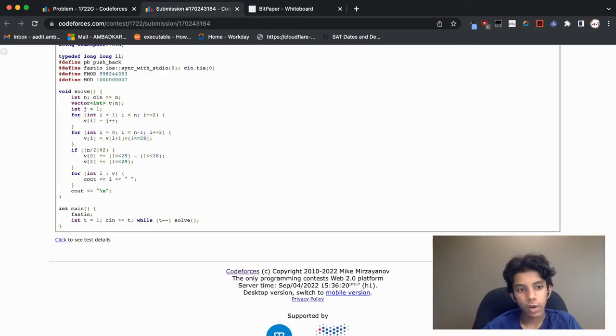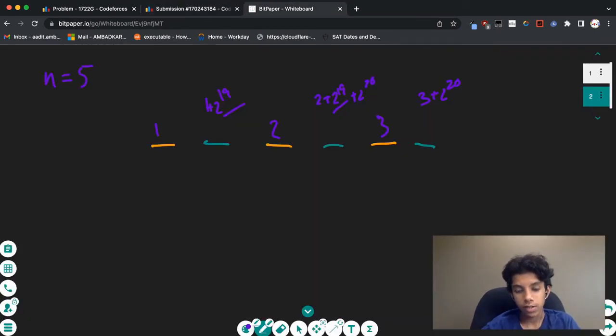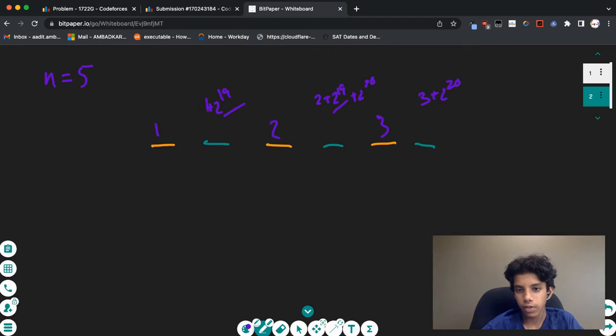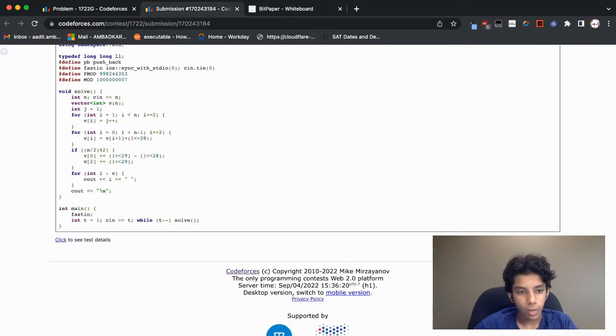And then I said if n over 2 mod 2, and what this means is if we have an odd number of even slots, then all I did was I said v of 0 plus equals 1 bit shifted 29 minus 1 bit shifted 28. And so that's essentially doing this plus 2 to the power of 20 minus 2 to the power of 19 after there's already a 2 to the power of 19. So I originally set this to be 2 to the power of 19. And all I do there is just say plus 2 to the power of 20 minus 2 to the power of 19. And so this will cancel and this will cancel. And then I add 1 bit shifted 29 times, which is 2 to the power of 29 right here. And then I output it. And so that gives me all correct.